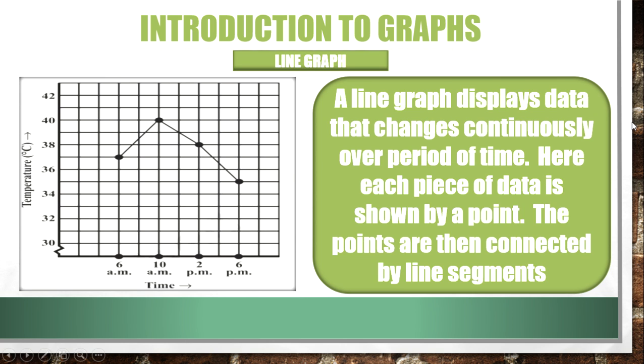Now we have line graph. A line graph displays data that changes continuously over period of time. Here each piece of data is shown using a point. The points are connected by line segments. Here we are showing at different time what was the temperature. So at 6 am the temperature was 37 degrees Celsius. At 10 am it was 40 degrees Celsius. At 2 pm it was 38 degrees Celsius. At 6 pm it was 35 degrees Celsius. So this type of graph we call as line graph.